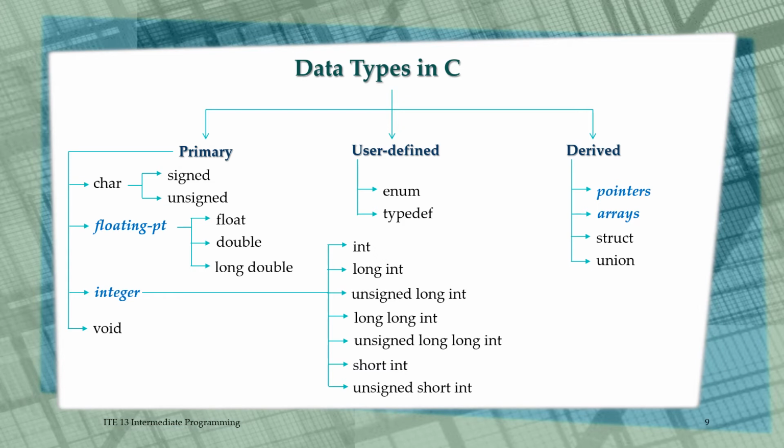The third group is the whole number group, or the integers. This group has 7 data types. Among these 7, the int type varies its size depending on the type of system you are using.